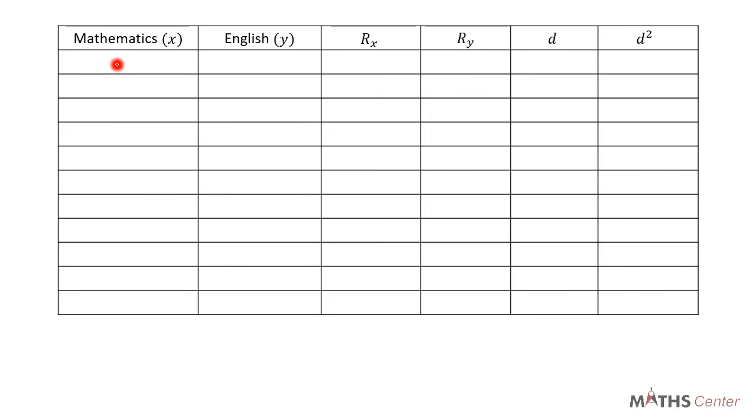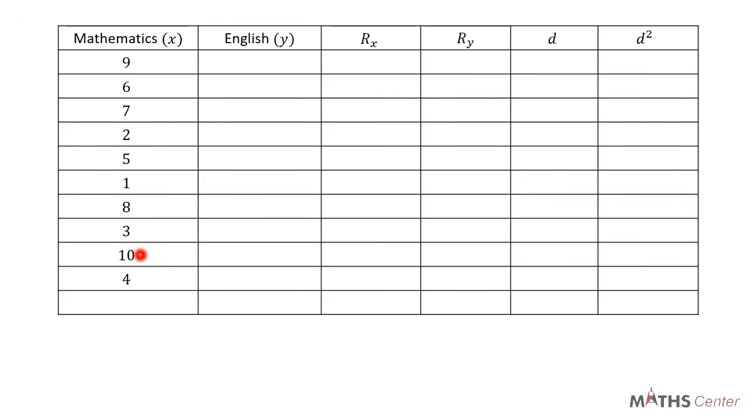We will now list the mathematics scores here, and we will list the English scores here. We are going to find Rx, which is the ranks for X. So I will take the Y values away so that we can concentrate on the X values. That's the score for mathematics. We are going to rank them. Just as we did in the previous example, we will go through the scores and rank them from highest to lowest. So the highest score will have a rank of 1. The one after that will have a rank of 2. And then the next one will be a rank of 3 and so on.